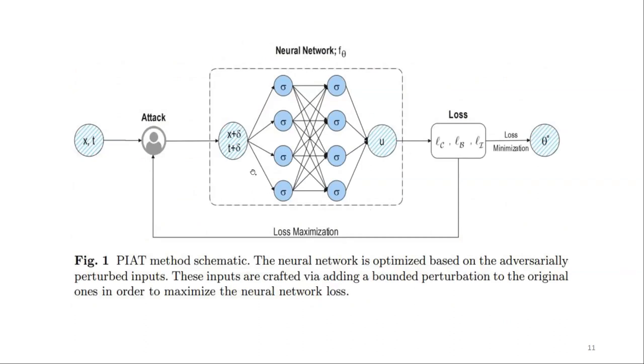Okay. Here also is the schematic of adversarial training. As you can see here, X and T are the inputs. Then we have the attacks on inputs, and they are the inputs of the neural network. We solve a maximization problem to obtain the attacks. And then after solving the maximization problem, we obtain the parameters of the network to obtain the solution of the original problem. I mean, to obtain U, which is the solution. In here, LC, LB, and LI are the residual loss, boundary loss, and initial loss.